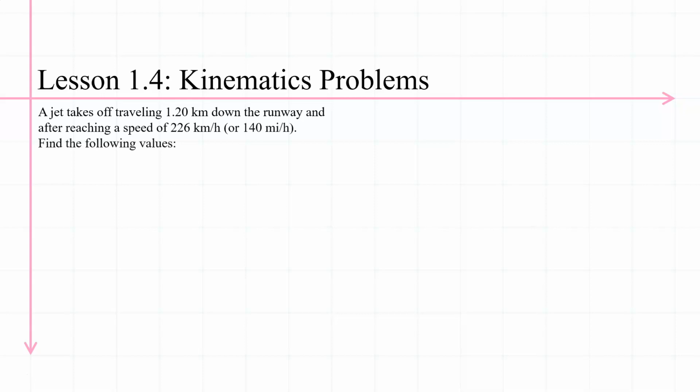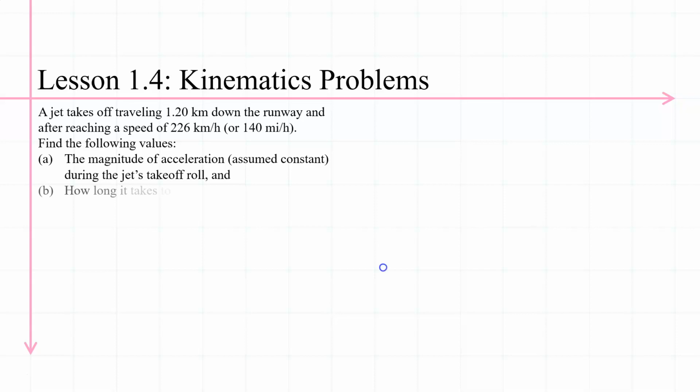A jet takes off traveling 1.2 kilometers down the runway, and after reaching a speed of 226 kilometers per hour, or 140 miles per hour, find the following values. The magnitude of acceleration, which we're assuming is a constant acceleration during the jet's takeoff roll, and how long it takes for the jet to reach takeoff speed.